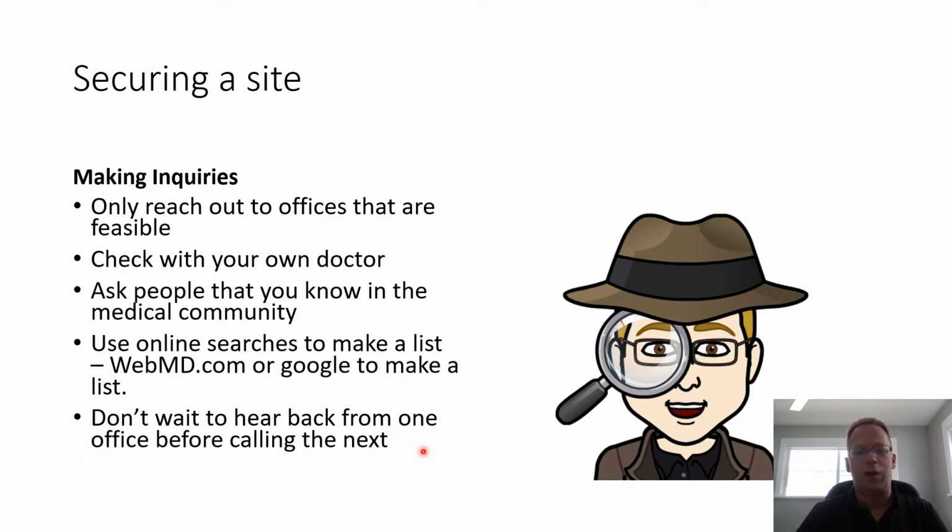Don't wait to hear back from one office before calling the next. Make a list and figure out the name of the office, the phone number, and then call them up. I'm going to send out a script as well. If you want the script, please email me. But basically, hey, my name's Michael Altman. I'm a medical assisting student for Kaz University. Is the office manager there? Get the name of the office manager and write their name down. Leave a message for them if they don't connect you.